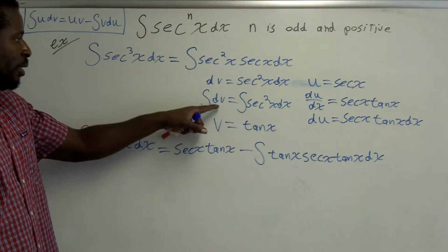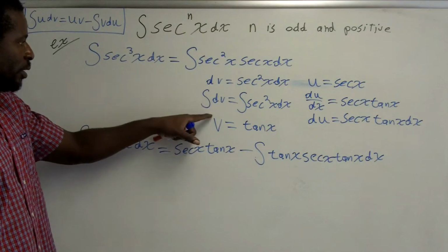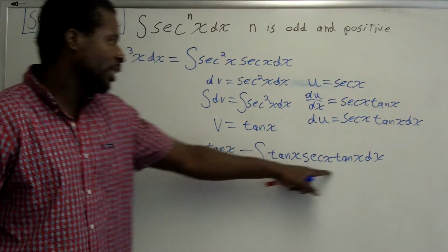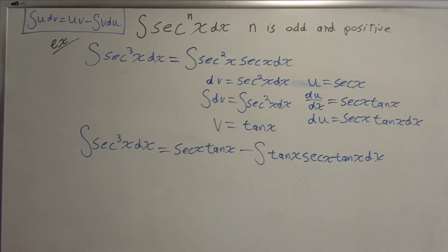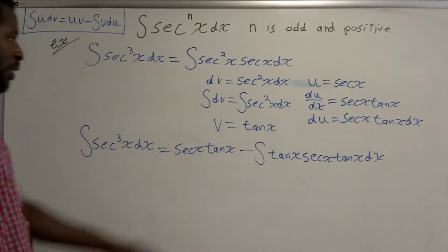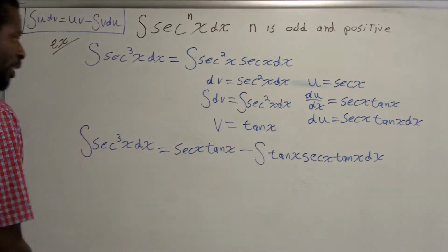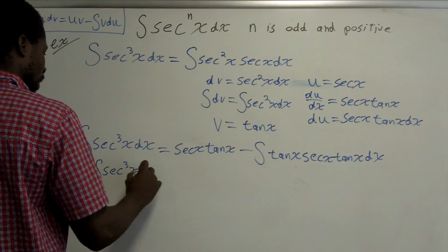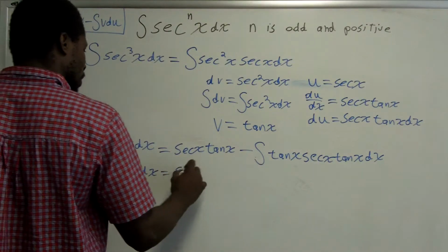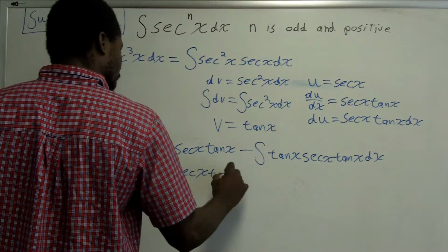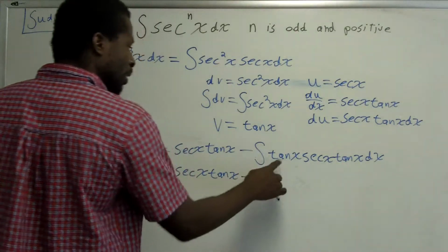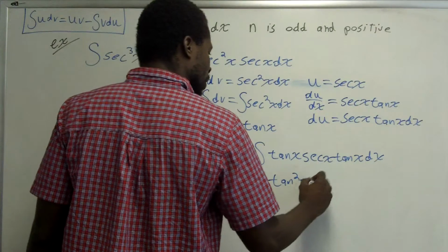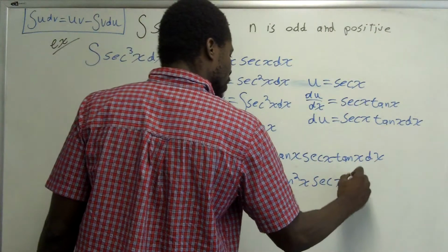So when you integrate dv, you get v, but when you integrate this, the dx goes away, you just get a tangent. So this is the integral that we have now. And I see here that I have this integration to do still. So I have the integral of the secant cubed x dx is equal to the secant x tangent x minus the integral, and tangent times tangent is tangent squared of x times the secant of x dx.